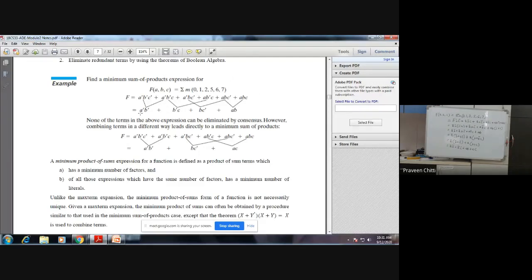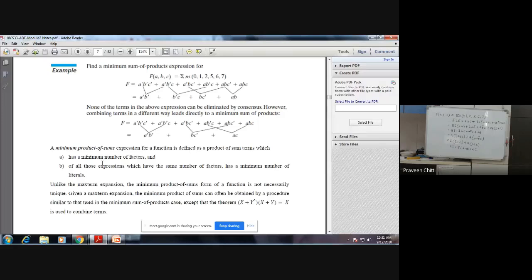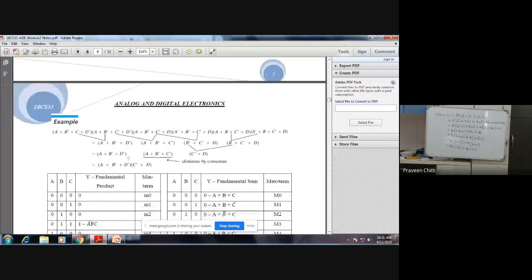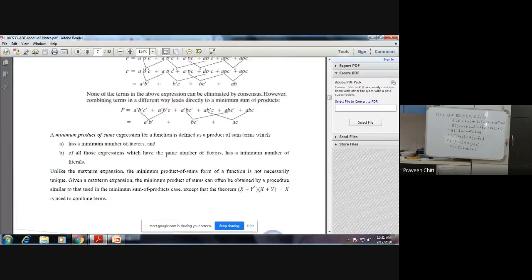If you club different terms, as I showed here, we get the answer as A bar B bar plus B bar C plus BC bar plus AB. Or if you club like this in the second expression shown, we may get the answer as A bar B bar plus BC bar plus AC. What you can observe from this example is that normally a minimum product of sums expression has the minimum number of factors, and among all expressions with the same number of factors, the one with the minimum number of literals.